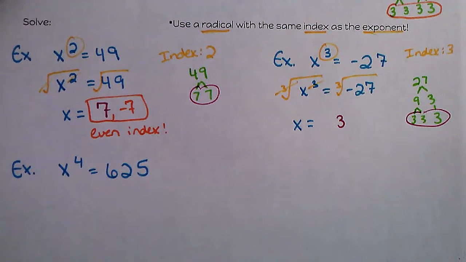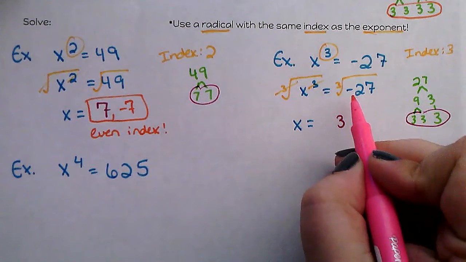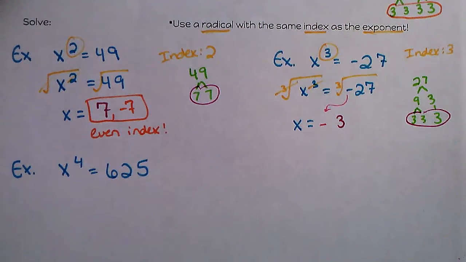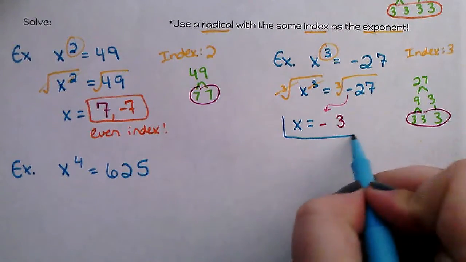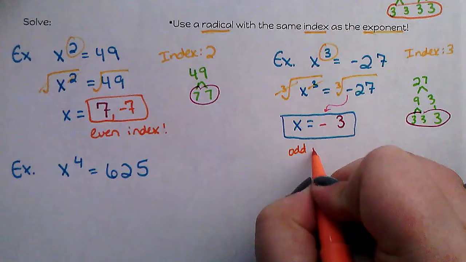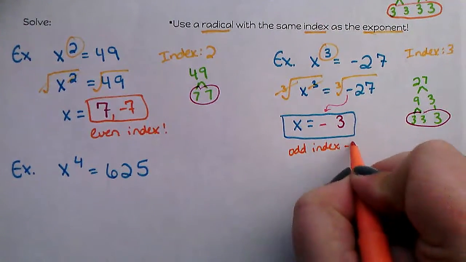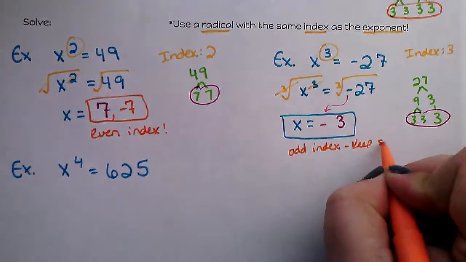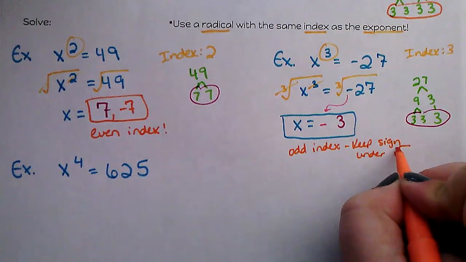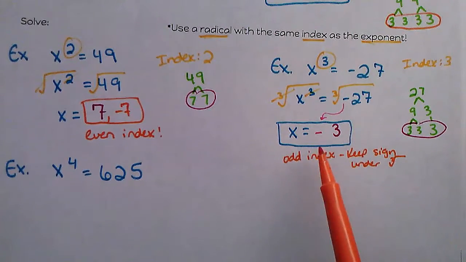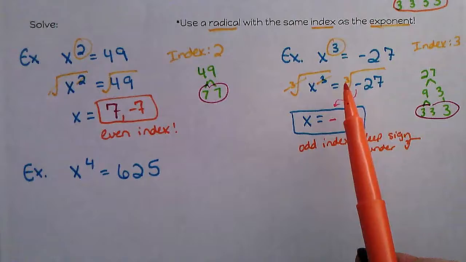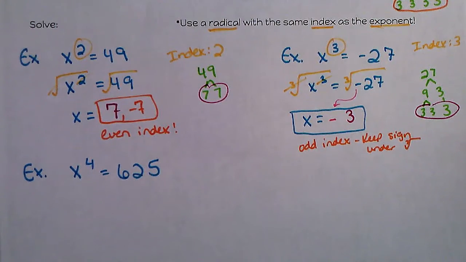However, did y'all see that there was a negative right here? This negative pops into my answer. So my answer is actually -3 because this is an odd index, it keeps the sign that was under the radical. Since it was a negative 27, it keeps it. It doesn't need two answers when this is an odd number. It's only when it's an even number. Okay, next one.